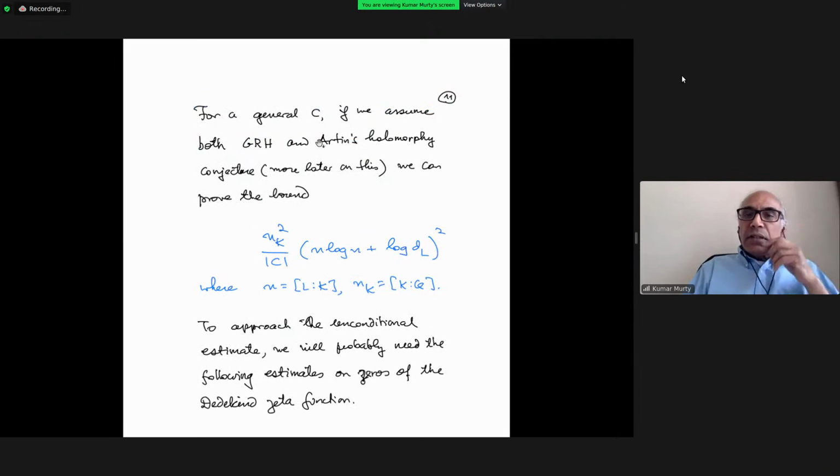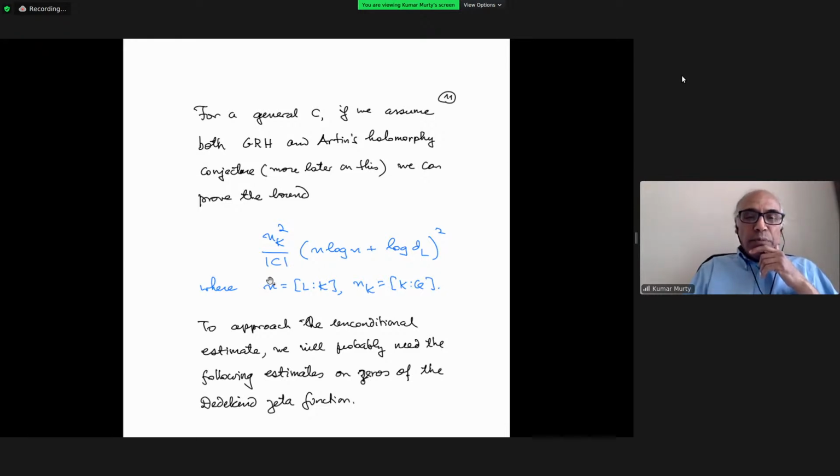Now, for a general conjugacy class, if you assume not only the Riemann hypothesis, but Artin's holomorphic conjecture, and I'll say a little bit more about that later, then you do get a bound that depends on the size of the conjugacy class on the bottom, exactly of the kind I'm saying. Basically, you have some other decorations here, but basically it's the square of the log discriminant divided by the size of the conjugacy class.